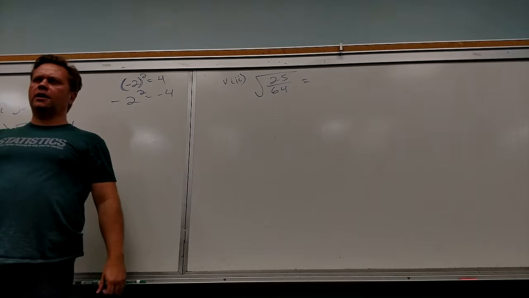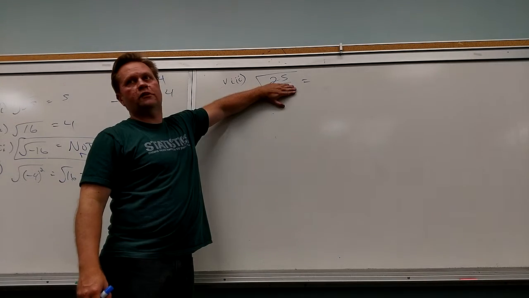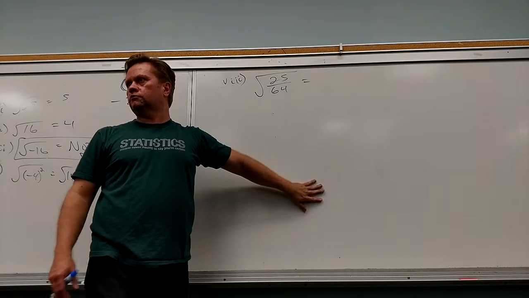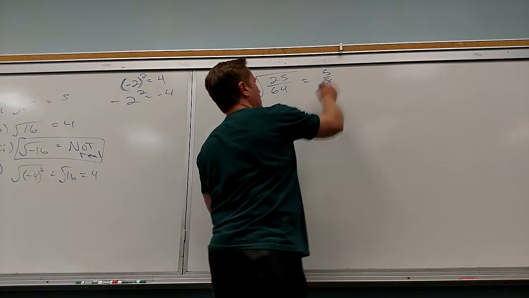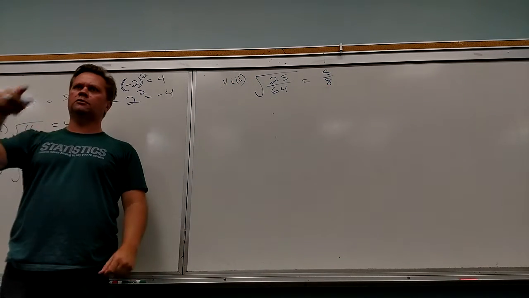People kind of have an automatic reaction to fractions, but what's the square root of 25? Yeah, so it's 5 over 8. What's 5/8 times 5/8? 25 64ths. All right, so that's the number it takes two of to multiply to be that.